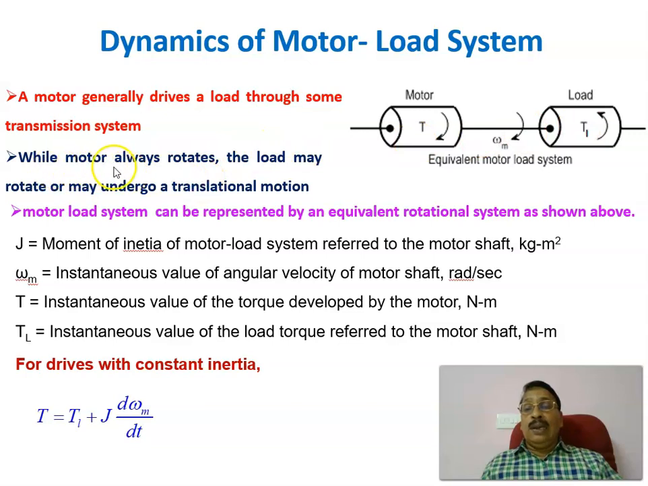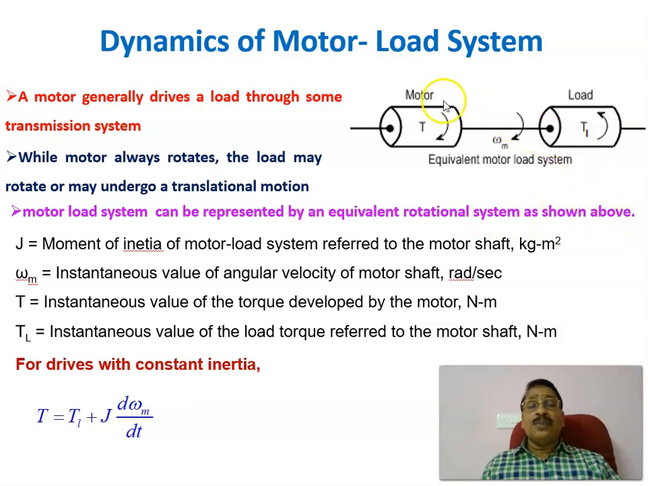Now, while the motor always rotates, the load may rotate or may undergo translation motion. But always the motor will be rotating, while the load will either be in rotation, or in certain cases there will be linear, translation motion also. That is decided by the method of coupling between the motor and the load. Therefore, a motor load system can be represented by an equivalent rotational system as shown above.